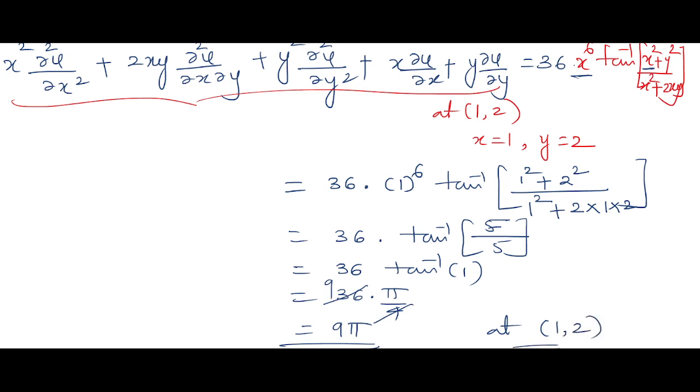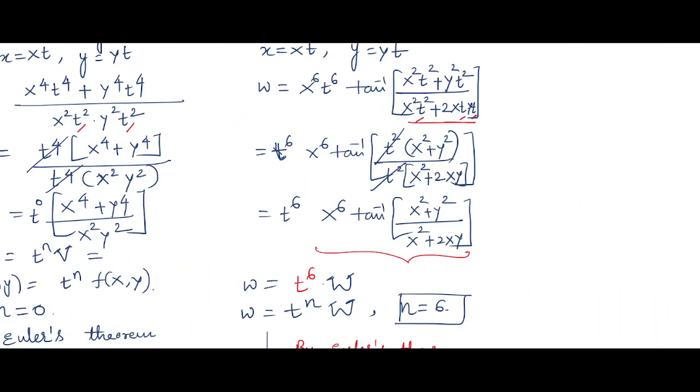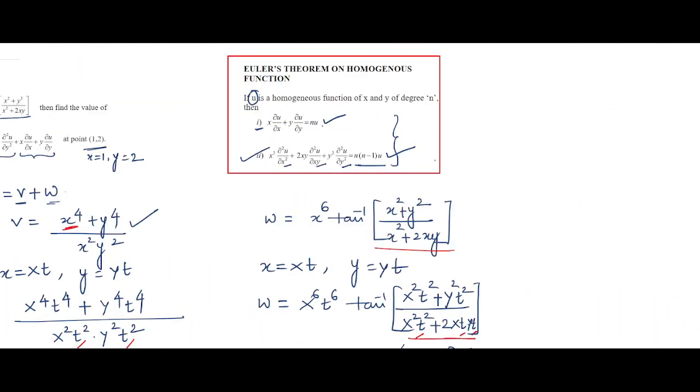So in this way we are using two results here: the first one is Euler's theorem, and the second is its deduction.